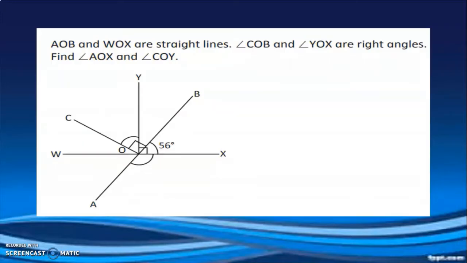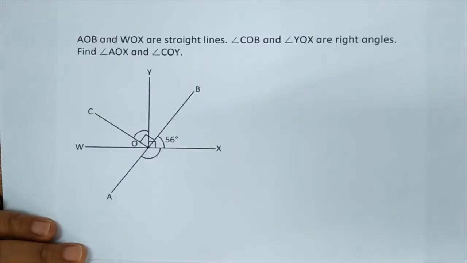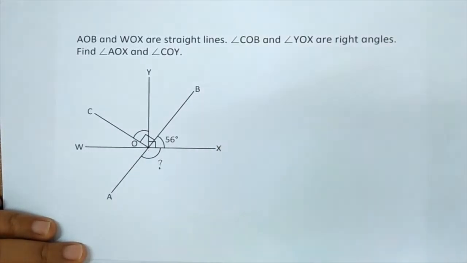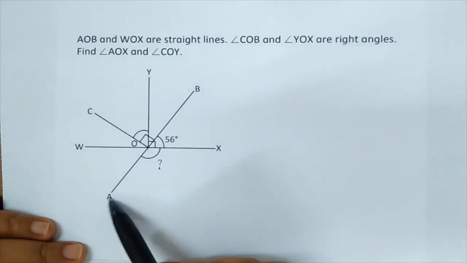On this problem, AOB and WOX are straight lines. Angle COB and angle YOX are right angles. Find angle AOX and angle COY. Find first angle AOX. So we're going to find this angle. How are we going to find that? Very good. You spot the correct one.